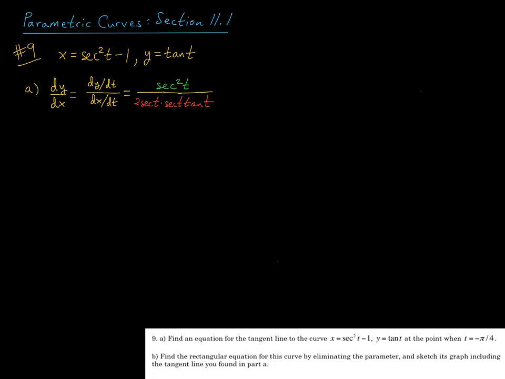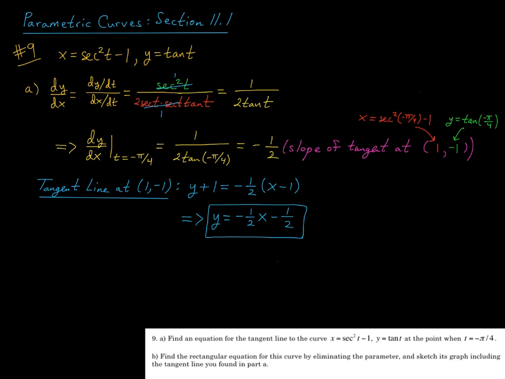And now notice that there's a secant squared of t in the numerator, and then I have a secant times a secant here, so that's secant squared of t as well. And so I can divide out the secant squared of t, leaving the result that dy/dx is 1 over 2 times the tangent of t. And so in particular, dy/dx when t is negative pi over 4 is 1 over 2 times the tangent of negative pi over 4. And the tangent of negative pi over 4 is negative 1, and so this is equal to negative 1/2. Okay. So this value we just found, negative 1/2, is the slope of the tangent at the point when t is equal to negative pi over 4.